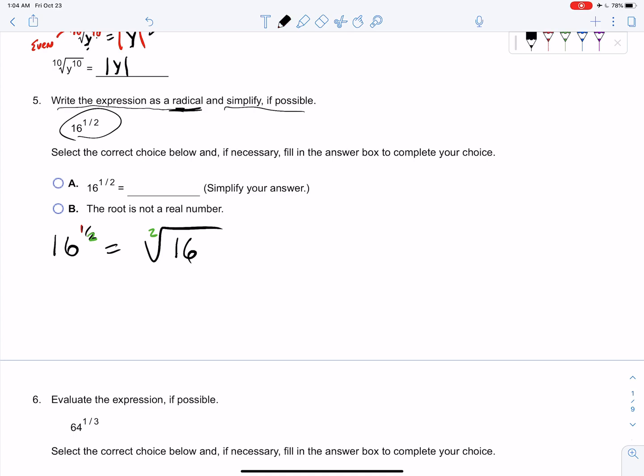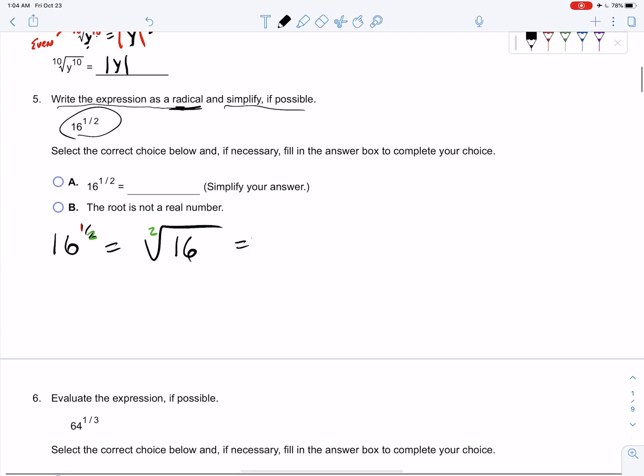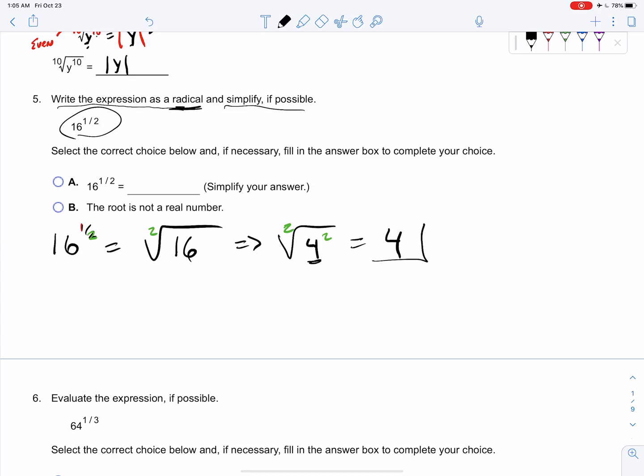We're trying to simplify this. Can we rewrite 16 as a perfect square? Yeah. Isn't it 4 squared? So the power is 2 and the index is 2. That's a beautiful thing. That means that they inverse or reverse each other, and we just get that base 4 inside. Okay.